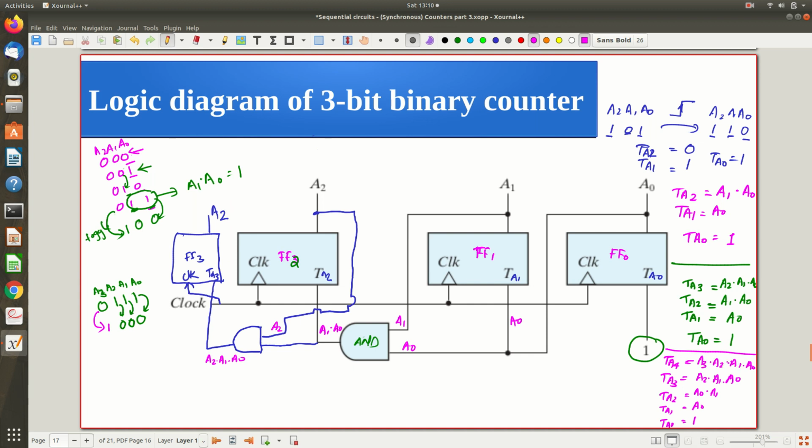So every time one more input will come for the AND gate, and a 2-input AND gate is enough, because already other least significant bits are getting ANDed by the previous AND gate. So like that you can connect, and it will work nicely. So this observation is important.